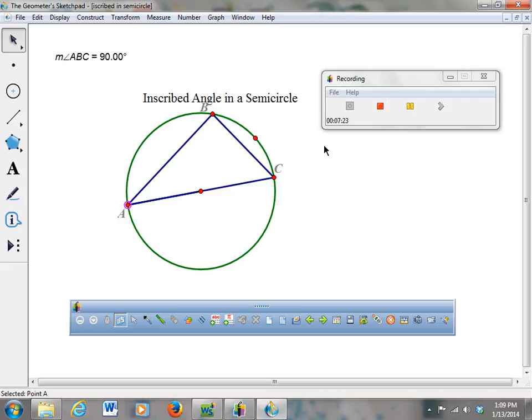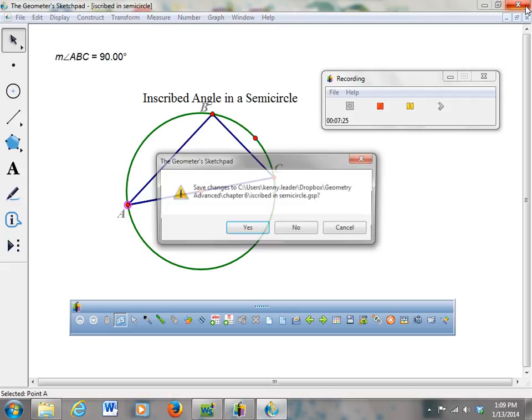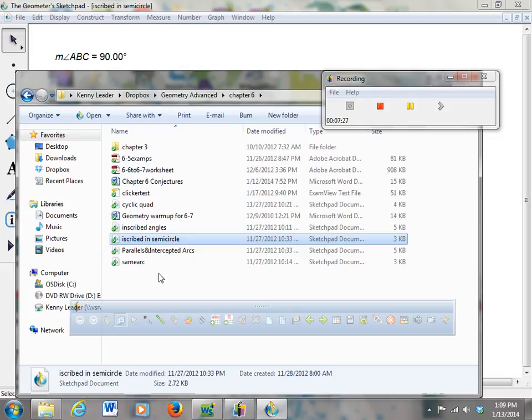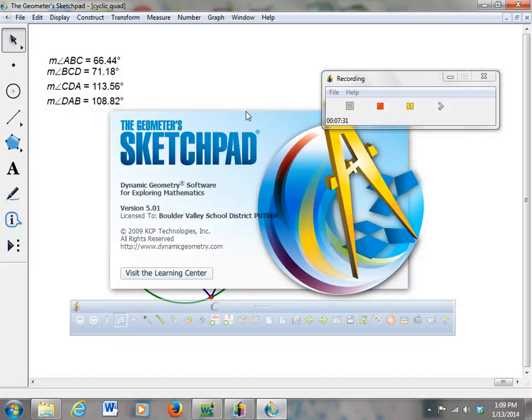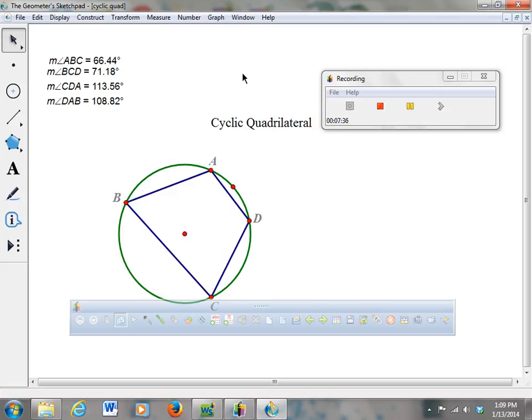Cyclic, that's six. Okay, I'll show you. No, that's cyclic. Where's the cyclic? Do I have a cyclic? There we go. Okay? That's cyclic. Got it. So, think about this one.